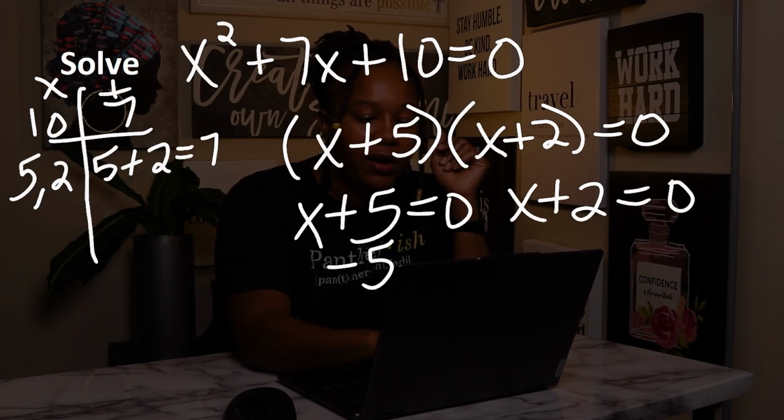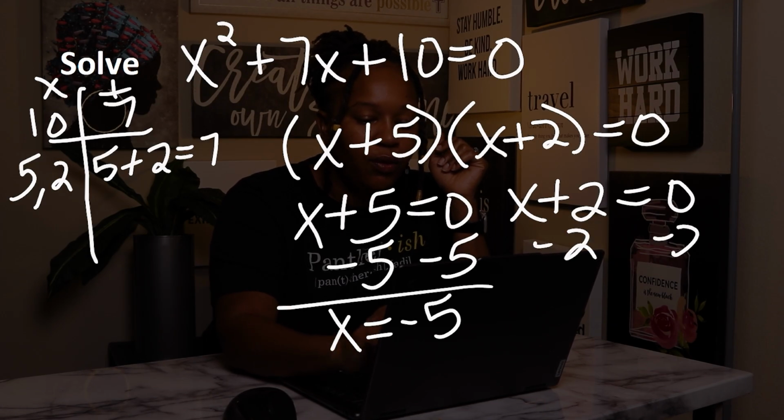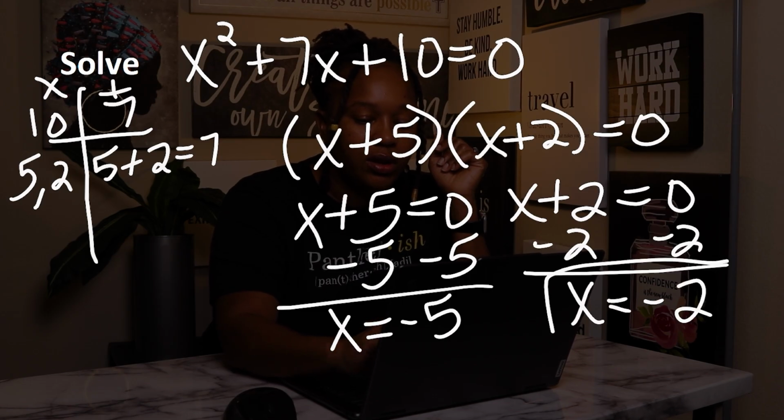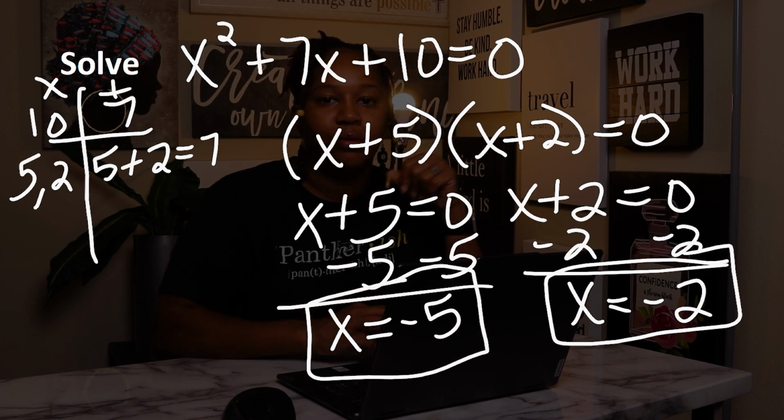So here you would subtract 5 from both sides. You get x equal to -5. Here you would subtract 2 from both sides, and you get x equal to -2. And so your two answers are -5 and -2. All right, let's look at another example.